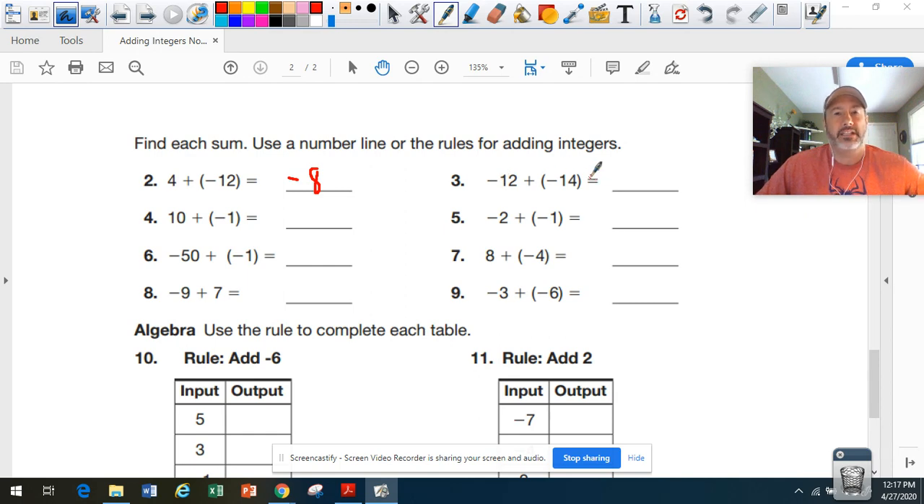Okay, over here. -12 plus -14. There we go. Signs are the same. Since the signs are the same, it says add them together. I get 26. And keep the sign. Well, these are both negative, so the answer is -26.